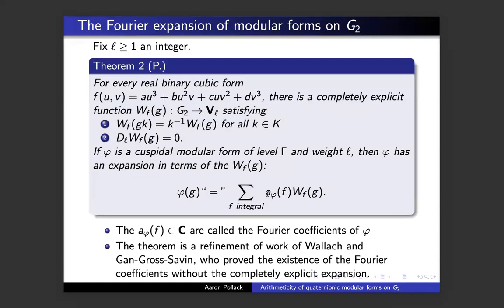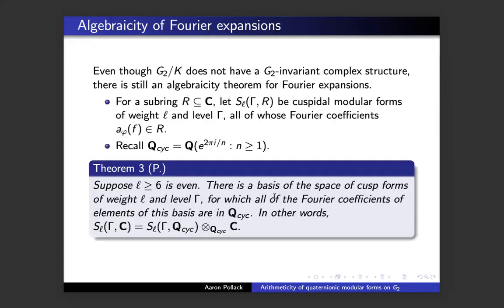Yeah, so this is the Fourier expansion. The proof is conceptually simple, but it's sort of a computation, and I won't get into it right now. But you have this expansion, and then you can ask, do these Fourier coefficients A phi of f have any algebraicity properties? They're just defined in this very transcendental way, as the complex numbers that appear in this purely transcendental expansion. Nevertheless, it turns out that the Fourier coefficients do have some algebraicity properties, and that's the main theorem that I want to discuss with everyone today.